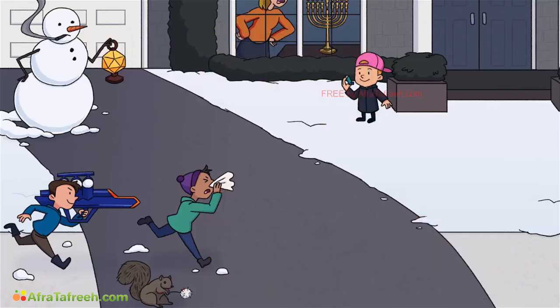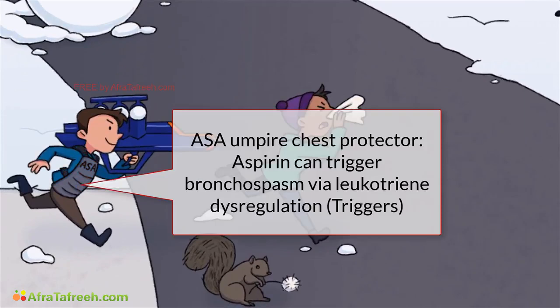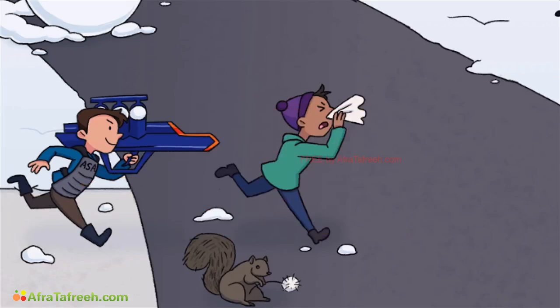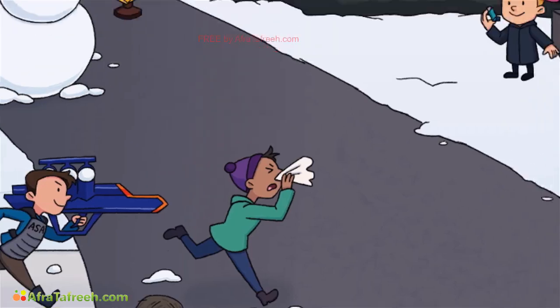Two medications in particular are especially worth asking your patient about: aspirin and beta blockers. Aspirin can trigger bronchoconstriction in asthmatics via leukotriene dysregulation. As a COX inhibitor, aspirin causes increased formation of leukotrienes, a substance implicated in the pathogenesis of bronchospasm. At Sketchy, our recurring symbol for aspirin is the ASA Umpire chest protector, this time donned by our snowball launcher toting kid. He sure came prepared.